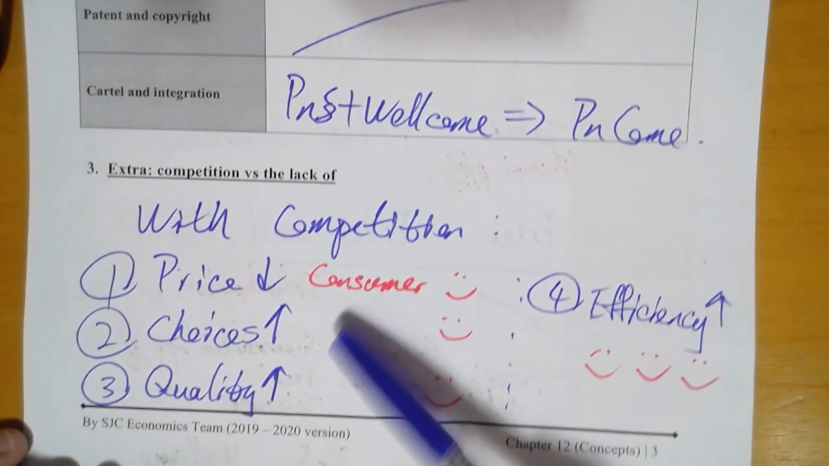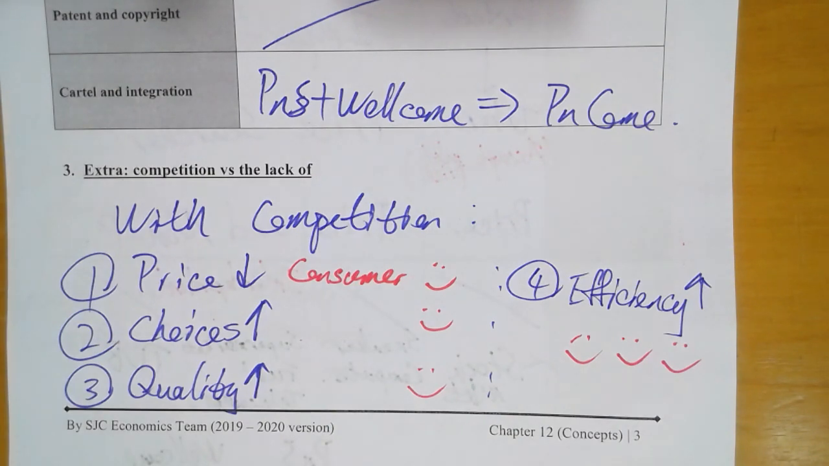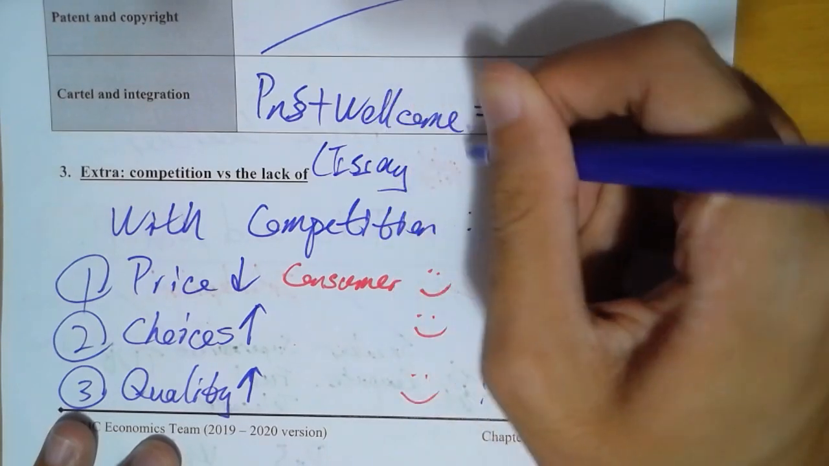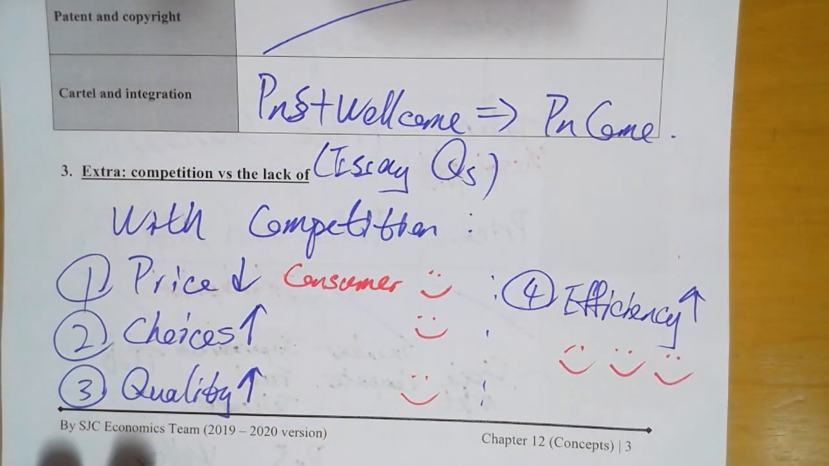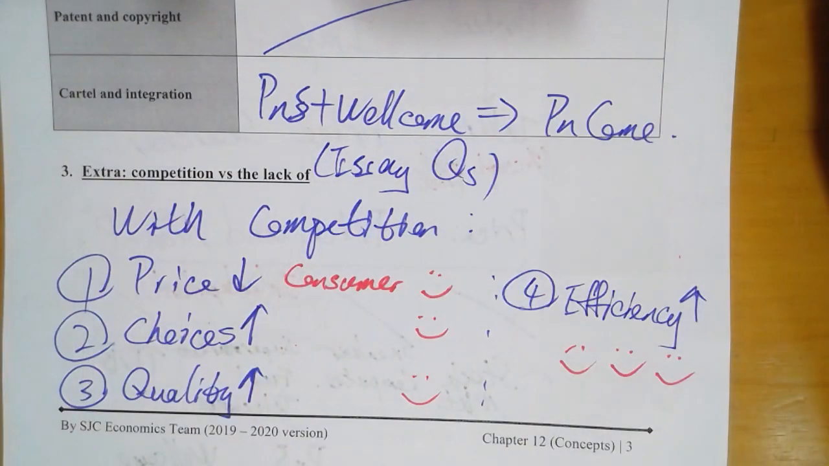For section 3 here, competitions and lack of competition, think of it as potential essay questions here. Alright, 得唔得？ So let us end the video here. Now, in the next video, I'm going to talk about GDP. Alright, see you later.